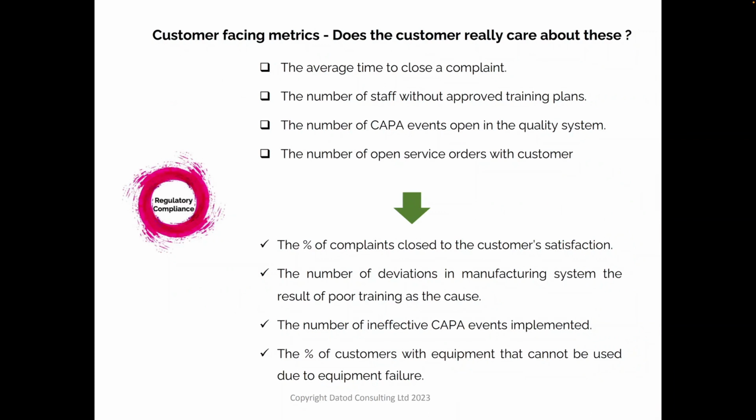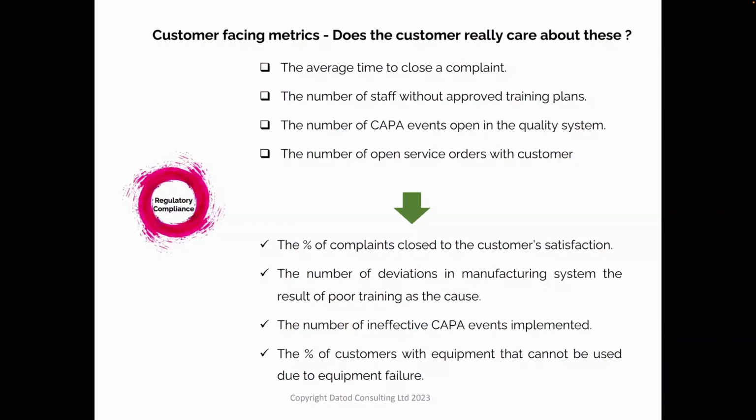So if you explore the concept of output of the QMS, because that's the only thing that the customer really wants or is concerned about in terms of how your QMS behaves. In terms of regulatory compliance, at the top of the slide are some of the things that we often present to regulatory bodies to show that our QMS is meeting the regulatory requirements: the average time to close a complaint, the number of staff with approved training plans, the number of CAPAs open at any one time, the number of service orders open at any one time. But really, from a customer's perspective, putting on the customer hat, does the customer really care about these?